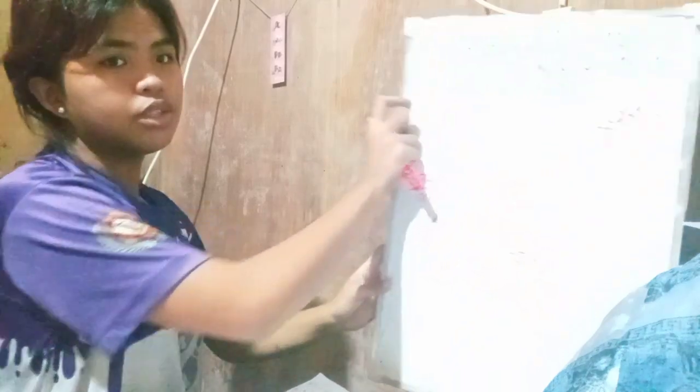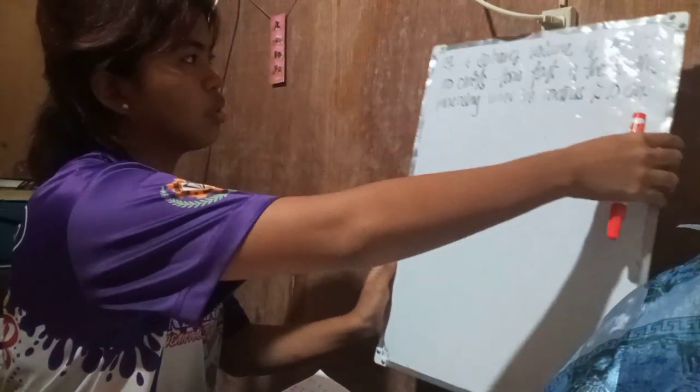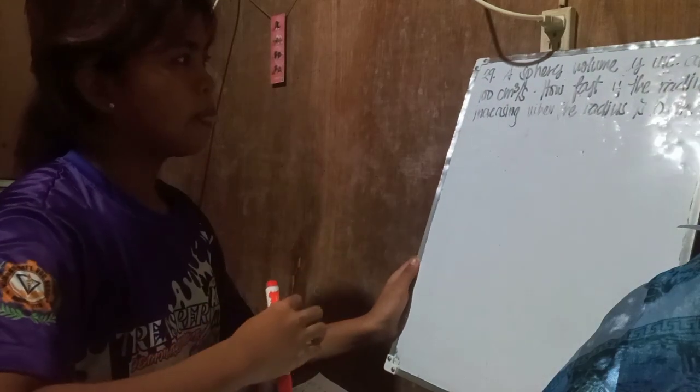Now, let's move on to number 29. Number 29. A sphere's volume is increasing at 100 centimeter cubed per second. How fast is the radius increasing when the radius is 10 centimeter?